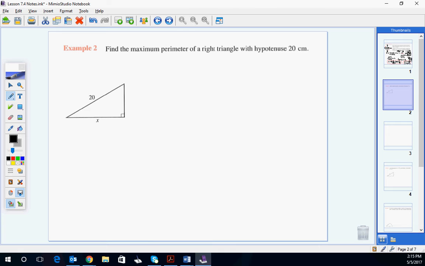So what do we know about x though? Does x have limits, like in terms of what x can be? It has to be less than 20. So our restrictions on x are that it has to be greater than 0 and less than 20. x can't be equal to or bigger than 20.